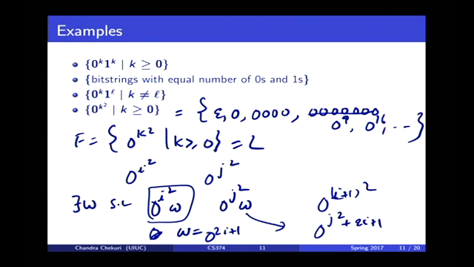So i and j are different. Without loss of generality, i is less than j. If I add 0 to the 2i plus 1 to this string, I will get 0 to the (i plus 1) square, which should be in the language. But if I add it to j square, it won't be a square, so it is not in the language. I'm making sure that these two are distinguished.